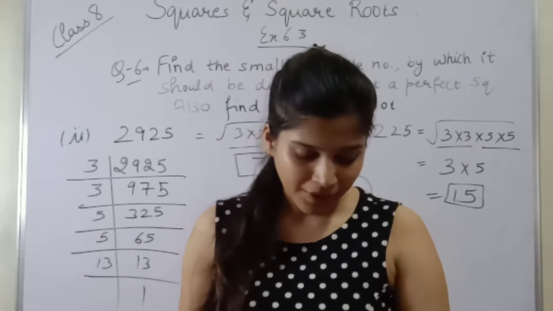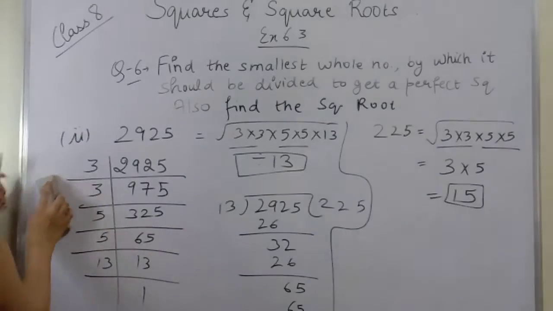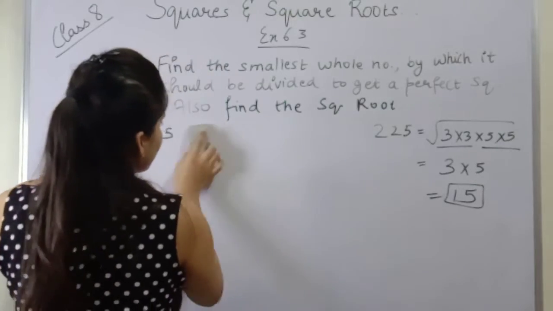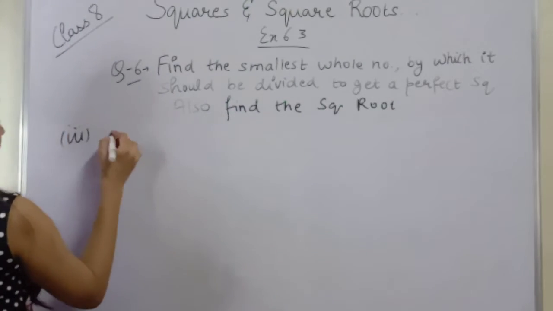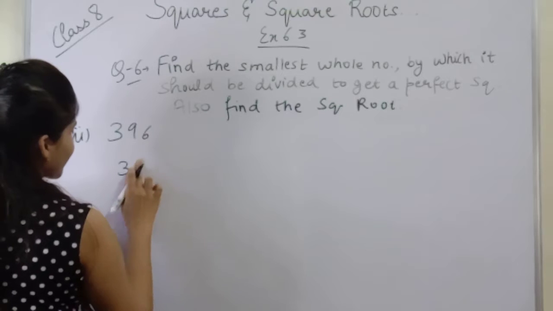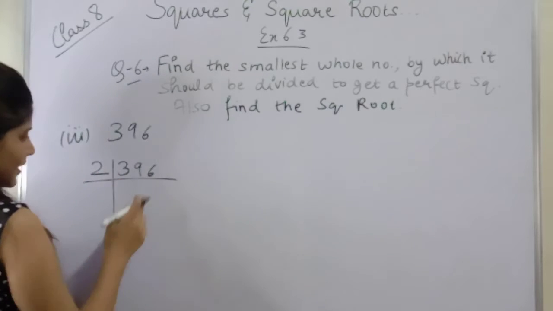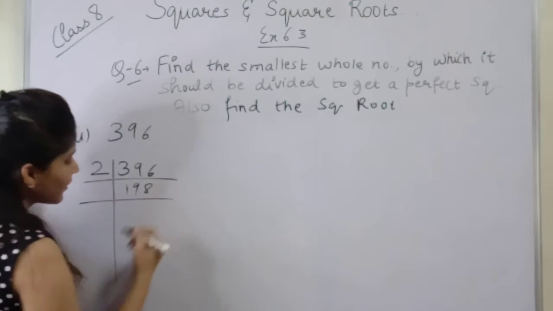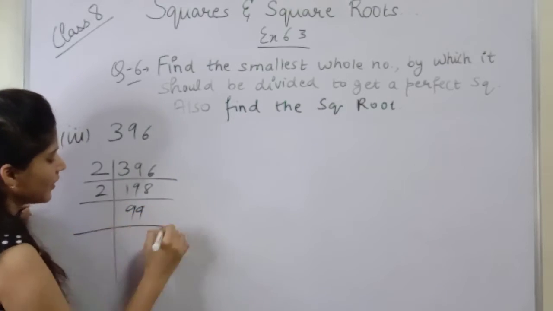Now let's come to the third part. Third part is 396. So we will factorize 396 first. This is a multiple of 2, as we can see, 6 is an even number. So 2 1s are 2, 2 9s are 18, and 2 8s are 16. Again 198 is a multiple of 2, 2 9s are 18, and 2 9s are 18.